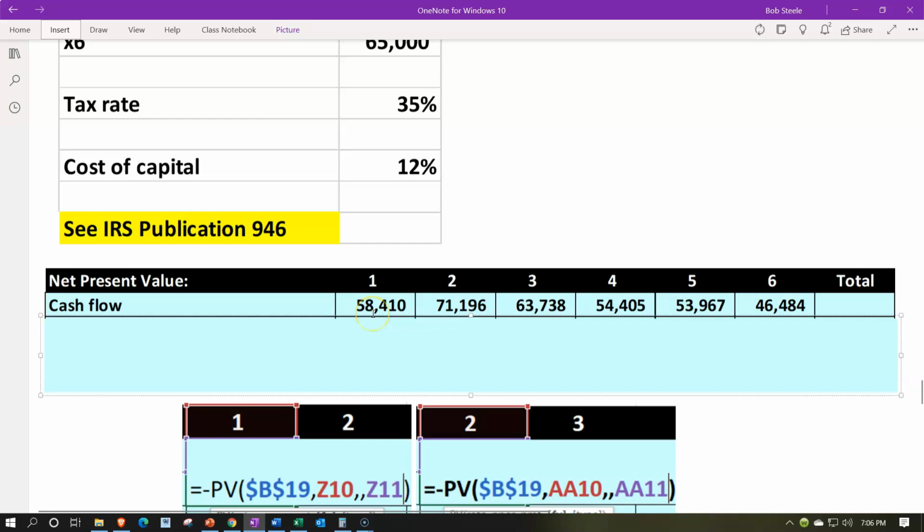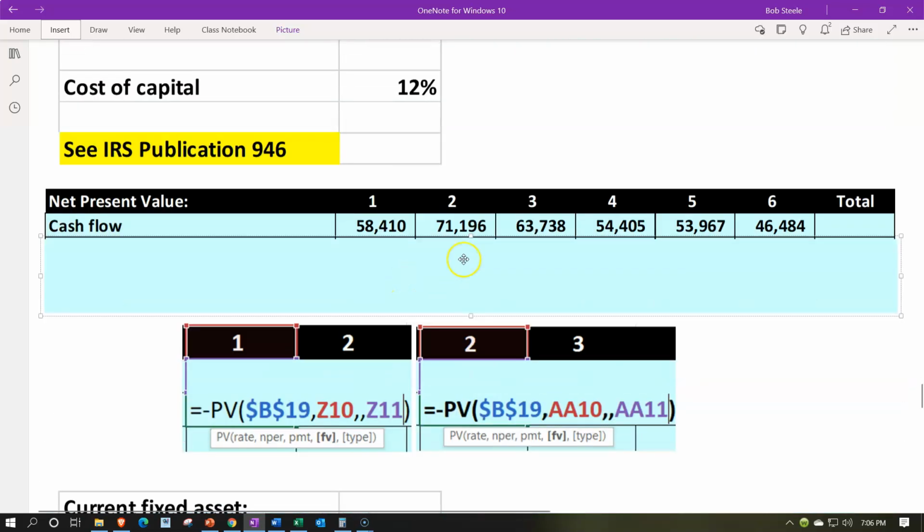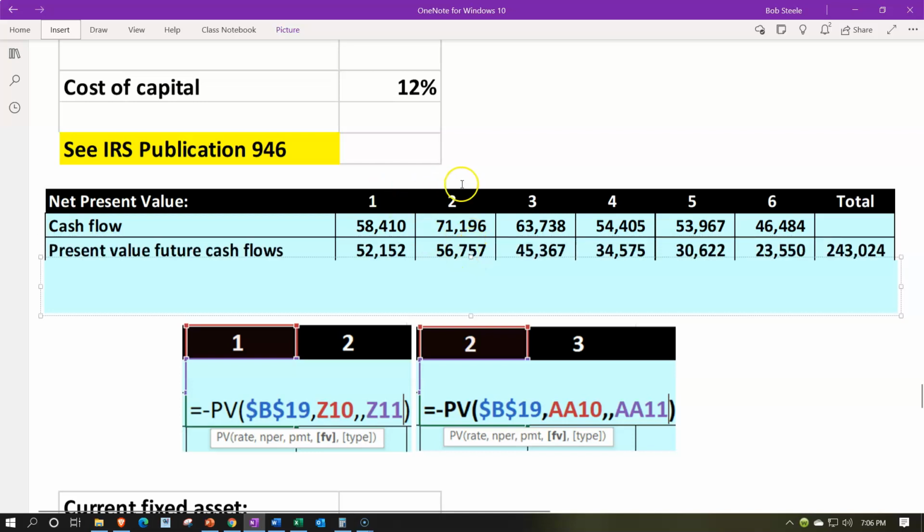We got the cash flows, which we're just pulling over from here down into our table, present valuing them, noting that we have the number of years up top to make the formula easier. Then this 58,410 present valued at 12% discount rate for one period would be the 52,152. And if you want to see this in terms of present value, like a formula format, done with a formula or done with tables, look at the prior section where we spend a lot of time on that.